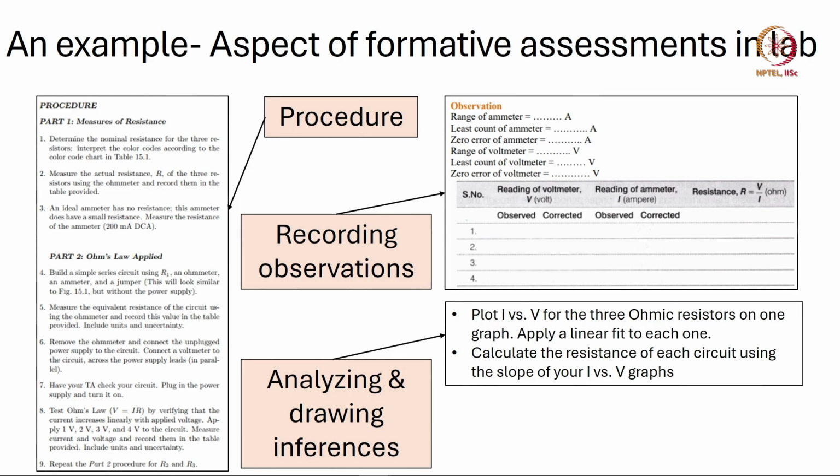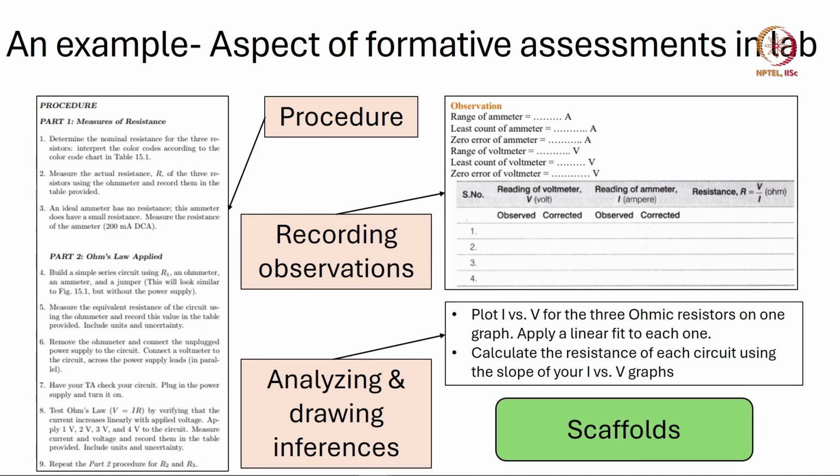So what are these? All these components which are there in our lab manual, be it the systematic procedure that we have given, the step-by-step procedure, or how we record observations, some tabular format we have given, or how we tell them to interpret their observations. All these act like scaffolds. So this is very formative in nature. Whatever we are doing in the lab is very formative in nature because this is helping students to do the experiments independently.